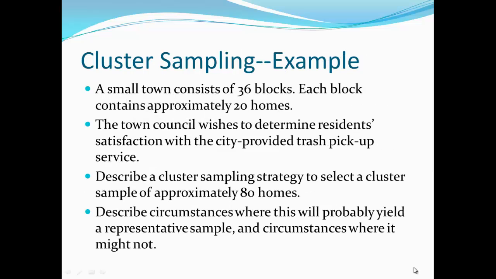Here's another example of where we might try cluster sampling. Suppose a small town consists of 36 blocks, and each block contains approximately 20 homes. The town council wants to determine resident satisfaction with the city-provided trash pickup service. Describe a cluster sampling strategy to select a cluster sample of approximately 80 homes. Then think of some circumstances where this probably would yield a representative or a non-representative sample.